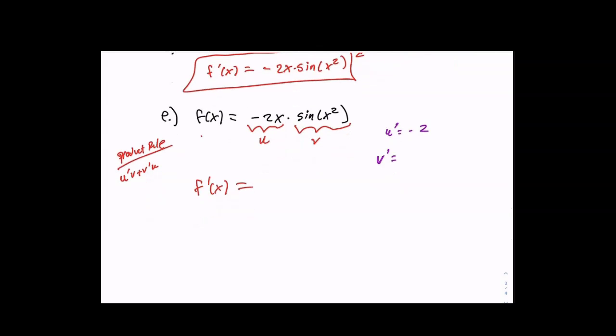What's the derivative of v? What is v prime? I like doing these little parts on the side because you don't even have to look at the negative 2x. Block it like the negative 2x isn't there. What is v prime? Is it cosine? Wait, no. It should be 2x times cosine.